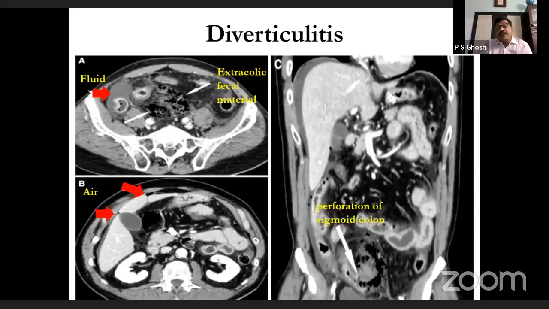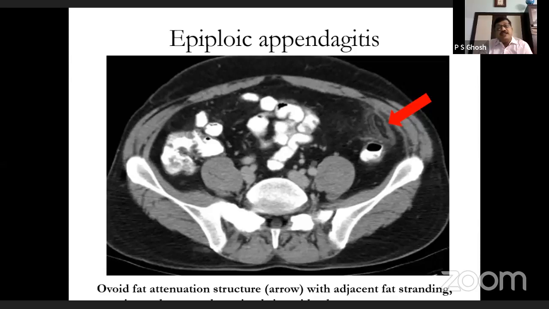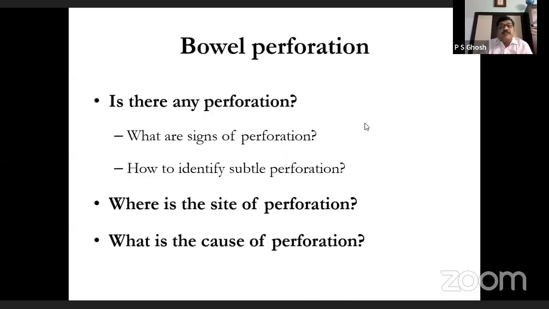But Hinchey type 3 and type 4 are very difficult to differentiate on most CT scans. But here is one scan where we can see fecal material outside the lumen, as well as some free air, and the perforation of the sigmoid colon. So this is one where the fecal material is coming out of the colon, and this is Hinchey type 4. Now, in some cases, if the colon is normal, the diagnosis of diverticulitis is excluded, and here the appendix is the one that is inflamed in this particular image.